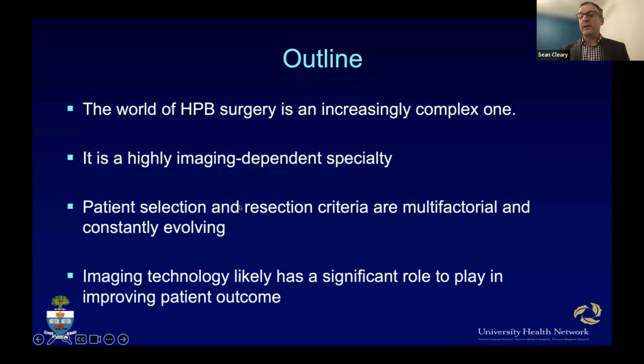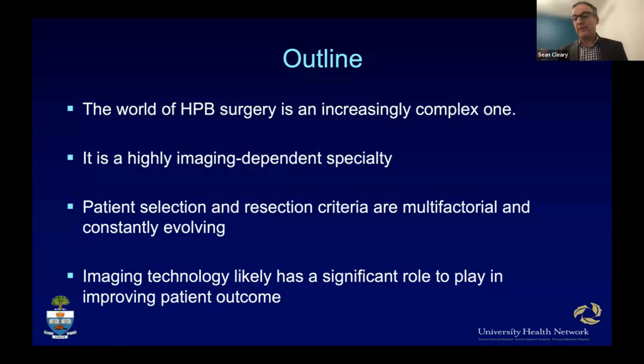This is a continually evolving field, and I think Kartik alluded to this a little bit, but I'll expand on it, that patient selection and resection criteria are multifactorial and constantly evolving. So I think this creates a lot of miscommunications, but also the need to communicate directly.